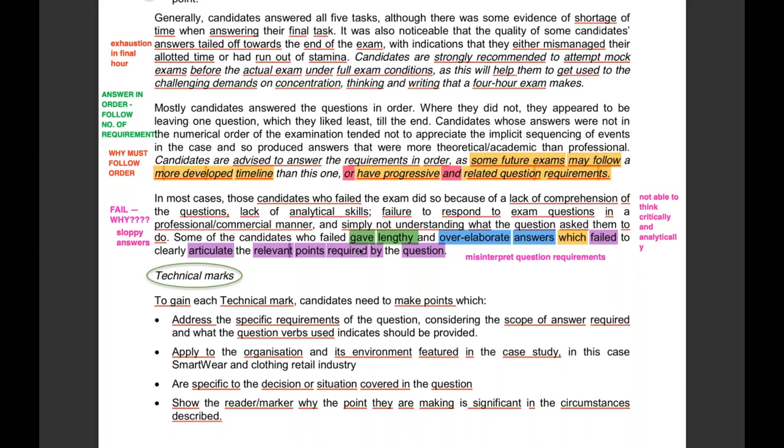So what are sloppy answers? Lengthy question, lengthy answer, over elaborated answers, and then fail to articulate relevant points required by the question. Shows that you may have misinterpreted the question requirements. All right. So this is what actually sloppy answers are. I call that sloppy answers. All right.